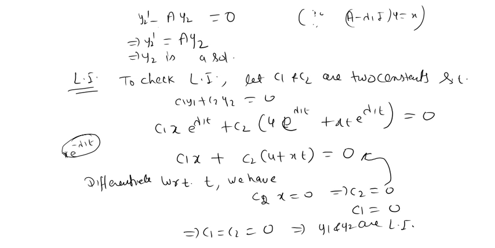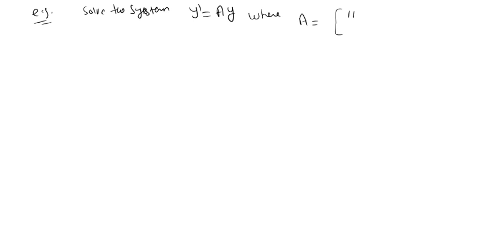So now we study one example of this situation. So the question is: solve the system y dash equal to A y, where A equals the matrix with rows 11, minus 25 and 4, minus 9.